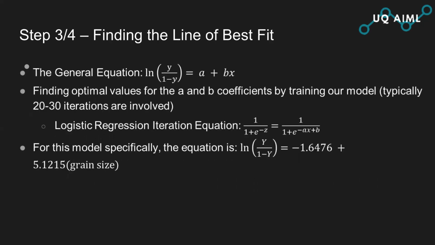And then the fourth step is to find the line of best fit. And for this one, not many iterations were involved. It went through this general equation to base the model off of. So with that, this is the logistic regression iteration equation, which is basically just what the computer uses to iterate over multiple times.